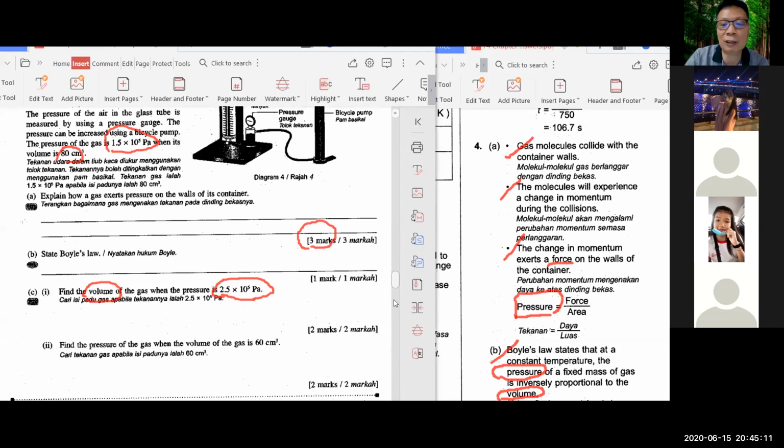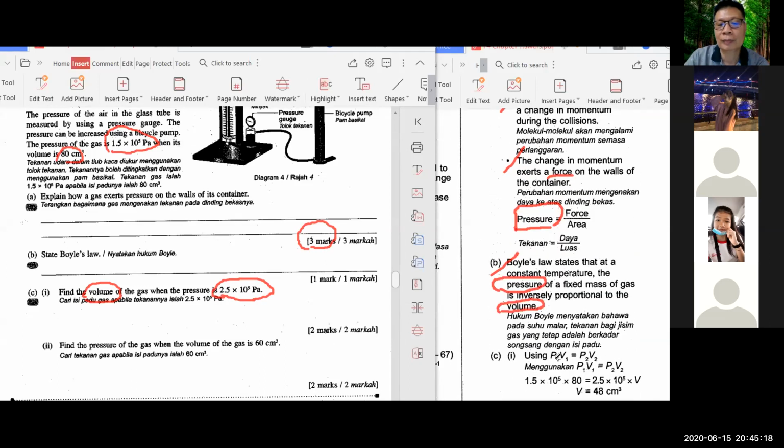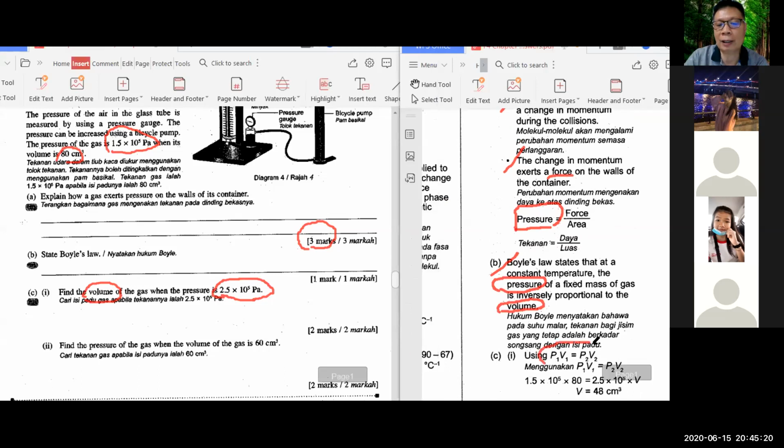Okay, use a Boyle's law formula. You're saying P1V1 equal P2V2, and then you substitute the value lah. Pressure 1, this value. Volume 1 is 80, given in the question. Pressure 2 is 2.5 times 10⁵. Find the V2. So you get the answer 48. Okay, very clear now.